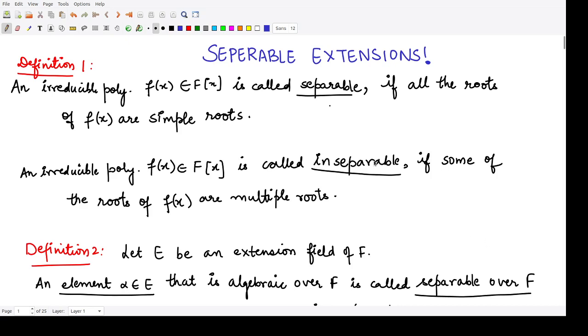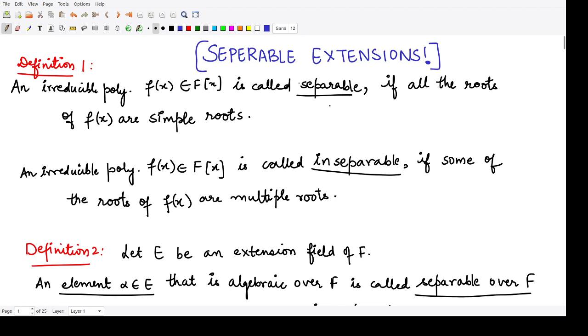So let us start with separable extensions. Before this we have studied splitting fields, multiple roots, and then finite extensions. So now we will be studying separable extensions. We have also studied normal extensions. So what do you mean by a separable extension? That is the next question.